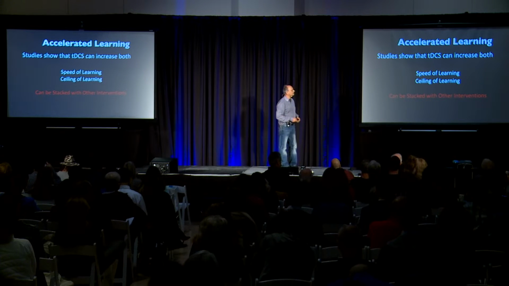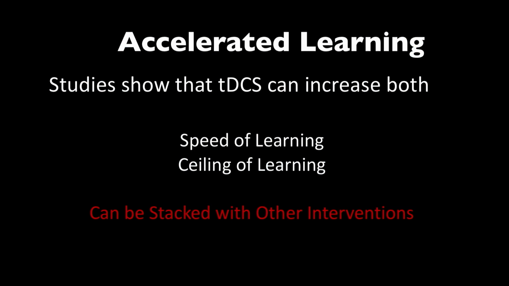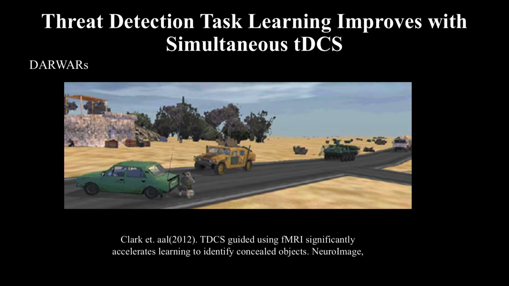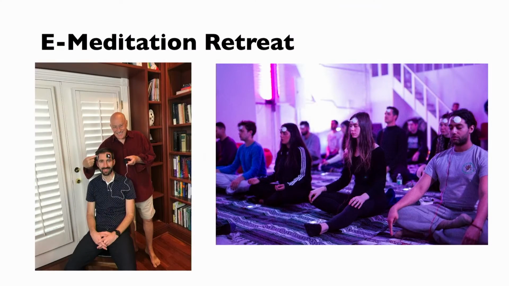So studies show that tDCS can increase both the speed of learning as well as the ceiling of learning, and it can be stacked with other interventions. So Jay's lab actually, Vince Clark in Jay's lab showed that tDCS can be used to accelerate or improve task learning in threat detection for the Army. Of course, we are interested in improving learning for meditation, and both Jay and Bashar have already talked about the e-meditation retreats that are happening in Vermont.